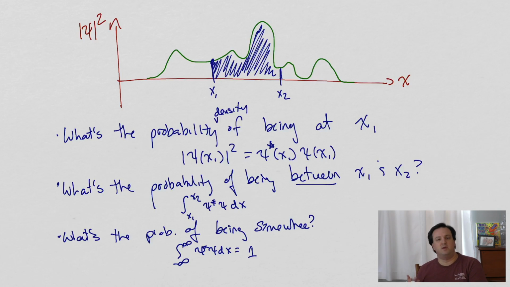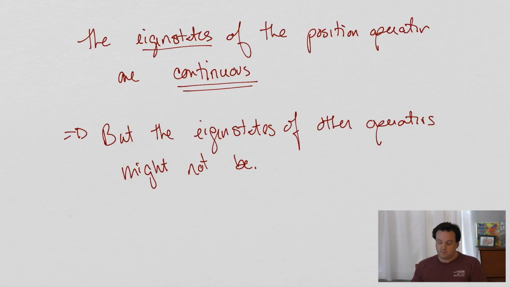Okay, so we can build a lot of intuition by thinking about this structure, which tells me how likely I am to be in each one of these eigenstates of the position operator. Now, where does this get kind of cool or funky? All I've told you so far is that the eigenstates of the position operator are continuous. But that doesn't mean that eigenstates of other operators that contain the position operator have to be continuous as well.